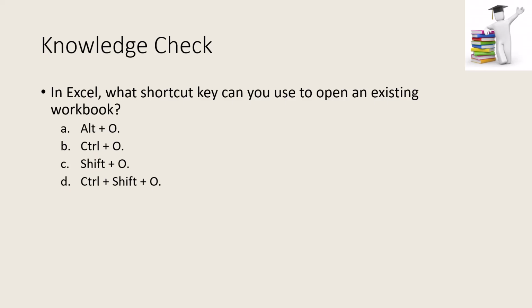In Excel, what shortcut key can you use to open an existing workbook? A. Alt plus O. B. Control plus O. C. Shift plus O. D. Control plus Shift plus O. Select your answer. The answer is B, Control plus O.